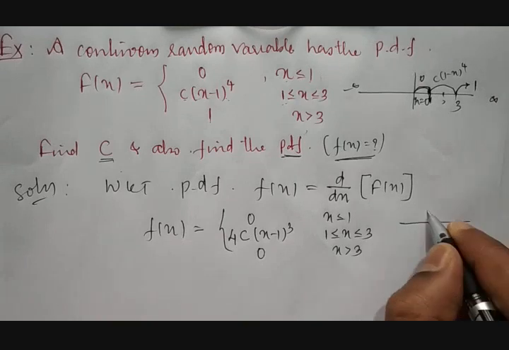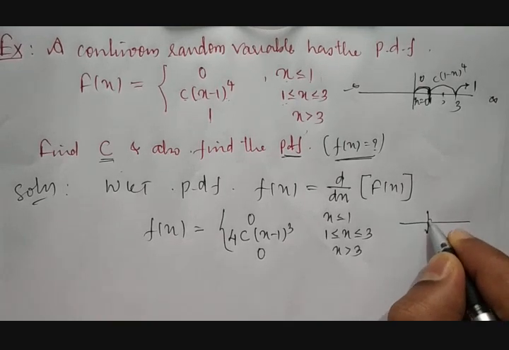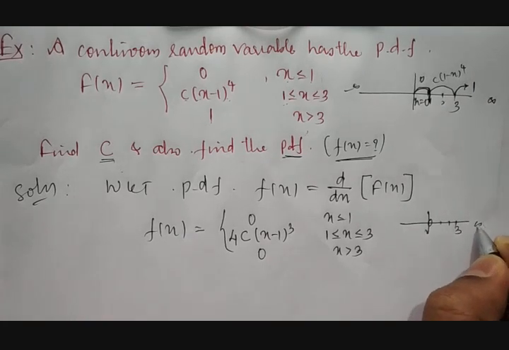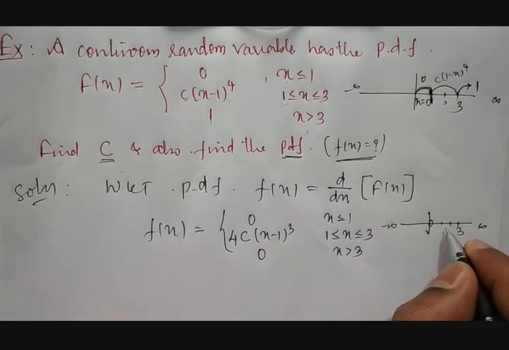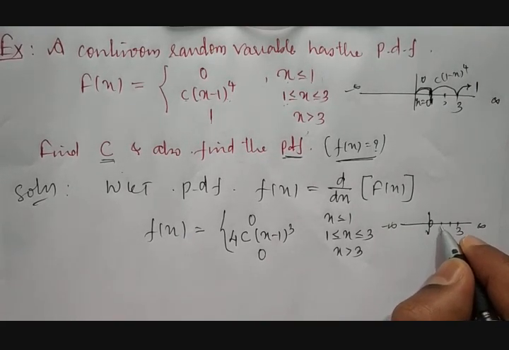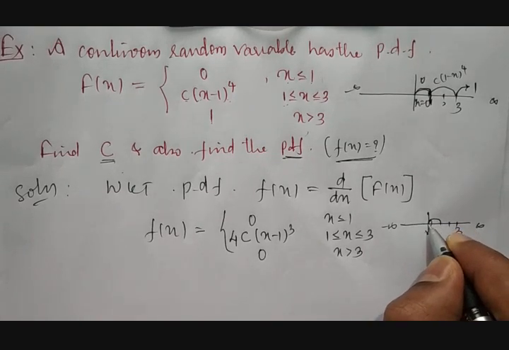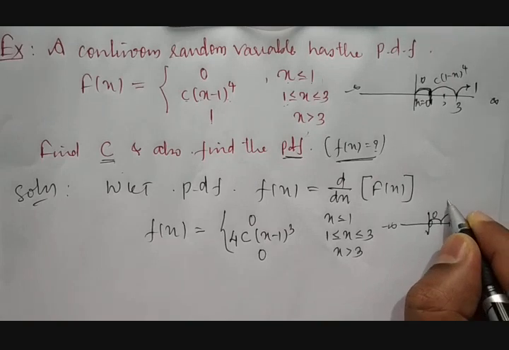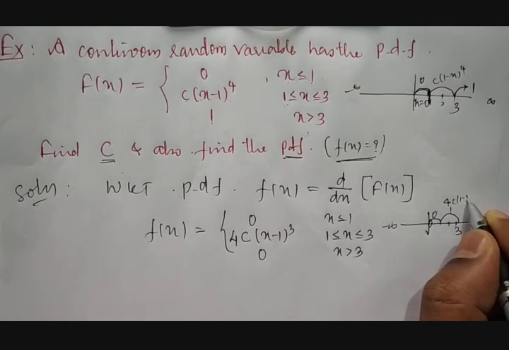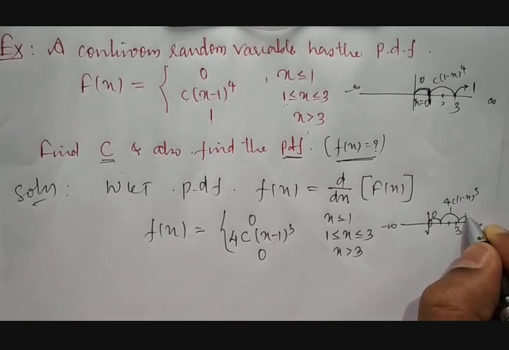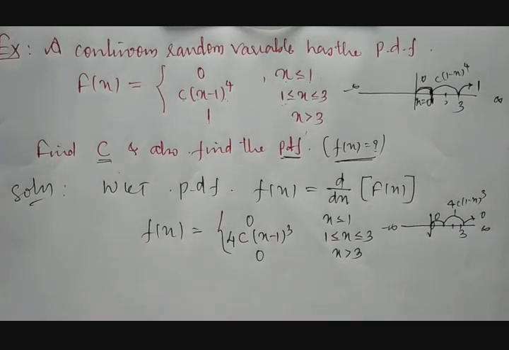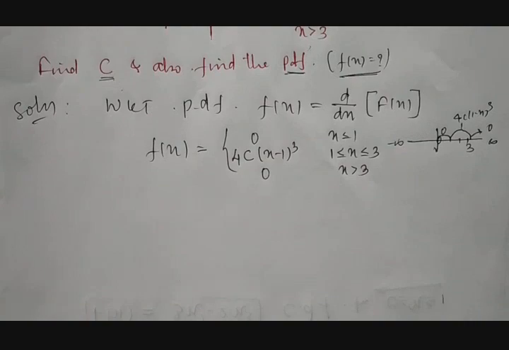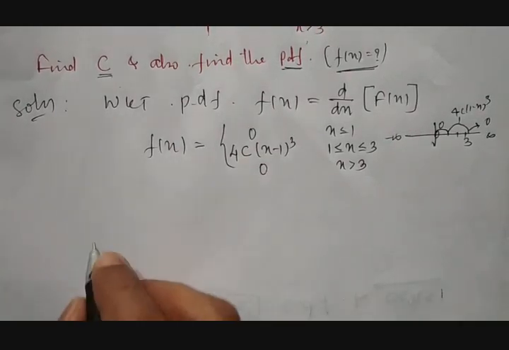Understood? So now how does this line come? X is 0, then 1, 2, 3, this side infinity and minus infinity. Up till 1 it is 0. Between 1 to 3 it is 4c into (x minus 1) raised to 3. More than that it is 0. So this is f of x given now.